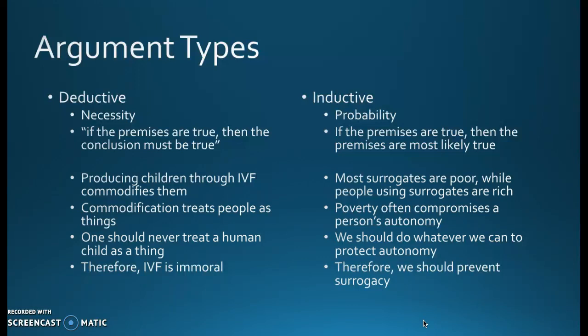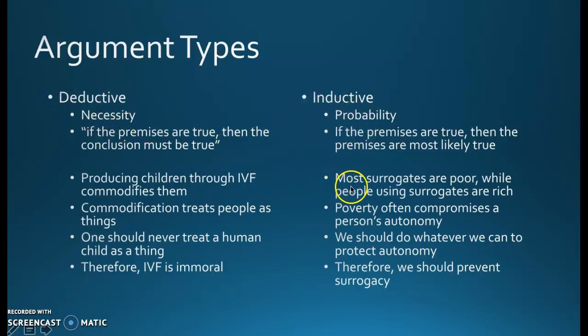So here we have the argument: most surrogates are poor while people using surrogates are rich. Poverty often compromises a person's autonomy. We should do whatever we can to protect autonomy. Therefore, we should prevent surrogacy. Notice here this says most. So we're already dealing with something that's probable or something that does not cover every necessary case, right?